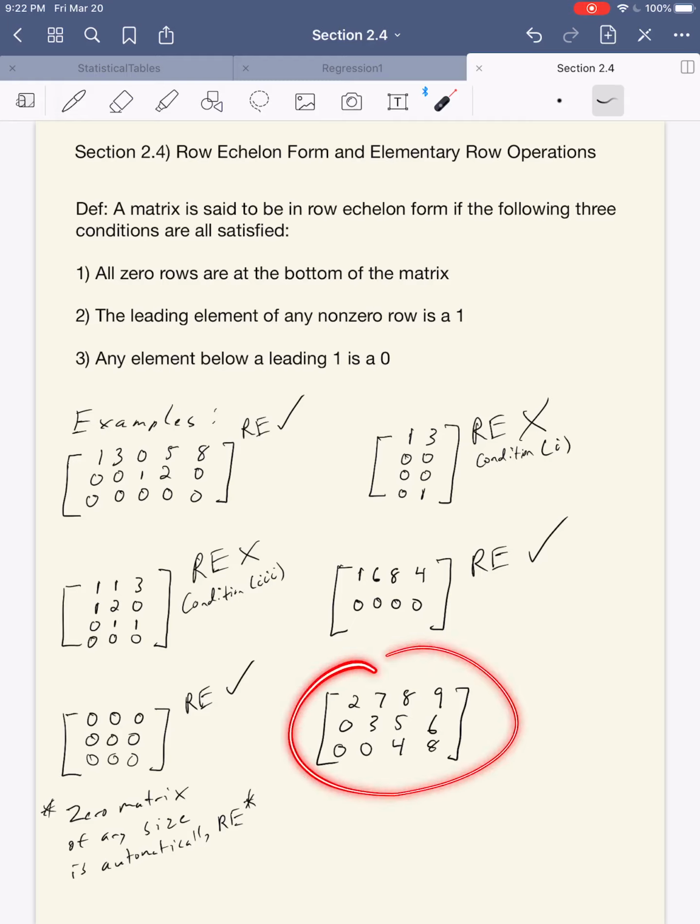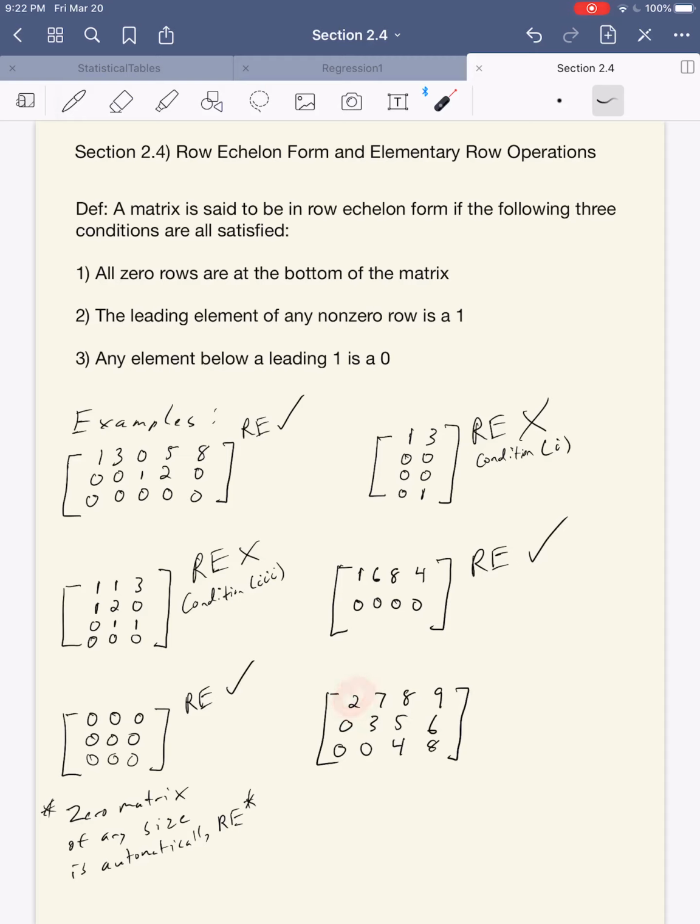All right, our last one here, the sixth matrix, right? I have to check for 0 rows. This time there are no 0 rows, so this first condition is satisfied. If there aren't any 0 rows, we don't need to worry about them being at the bottom. Next, we need to make sure that the leading element of any non-zero row is a 1. Well, right here, there's our leading element. It's a 2, so it's not going to be in row echelon form.